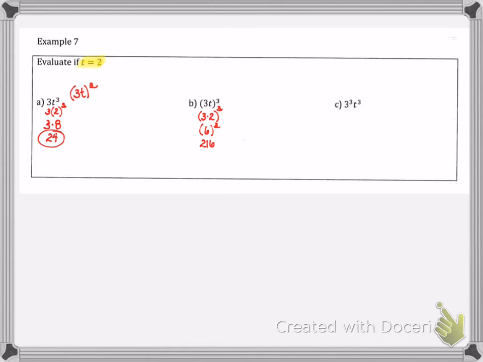For part C, our plug-in's going to look like 3 to the 3rd times 2 to the 3rd. 3 to the 3rd gives me 27, and 2 to the 3rd gives me 8. And then we can multiply those, and that actually gives you 216 as well.